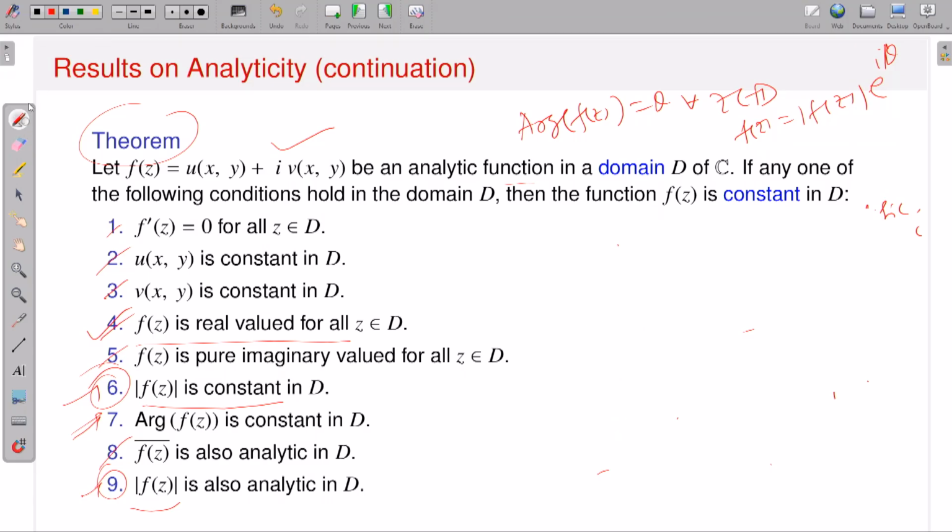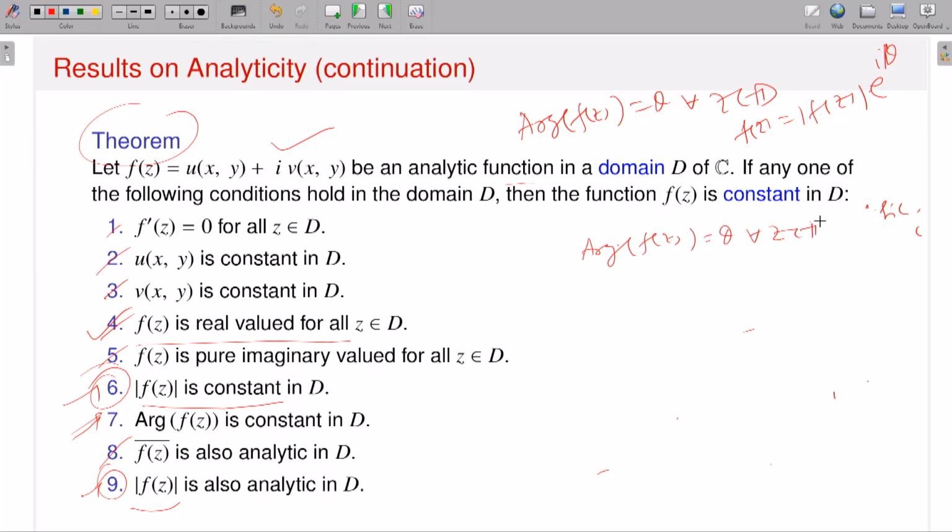Okay, so now do. So what is that? It is given that the principal argument of f(z) is constant, let it be theta, for all z in D. Now any complex number has a polar form. So therefore f(z) I can write as modulus of f(z) times e to the i theta, where theta is the principal argument of f(z).